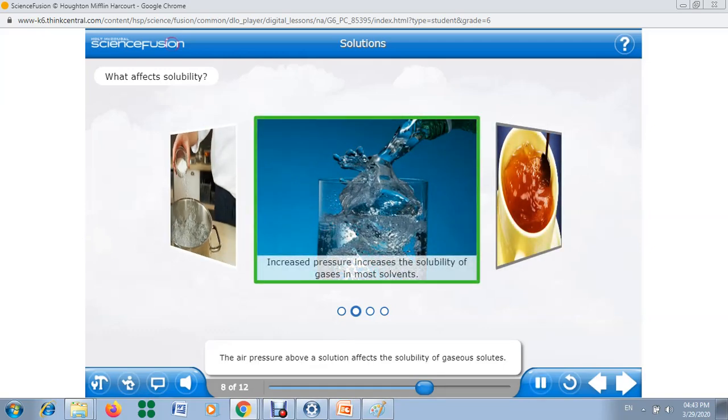The air pressure above a solution affects the solubility of gaseous solutes. Recall the example of carbonated water. Carbonated beverages are bottled under pressure so as to increase the solubility of carbon dioxide. Later, when the bottle is opened, the pressure above the solution decreases and some of the carbon dioxide bubbles off and escapes.